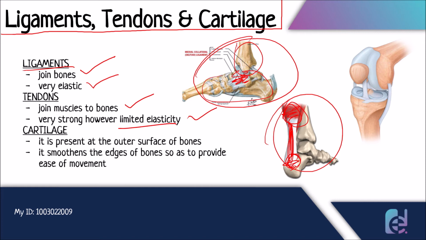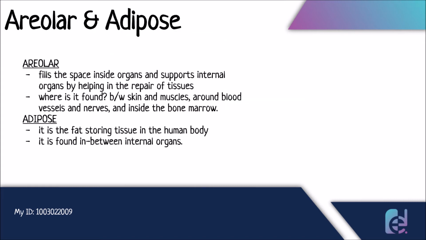The last one, cartilage. You can see, like this is the kneecap. This cartilage is present to smoothen the bone surfaces so that there's no creaking noise and no rough edges. That makes the edges smooth for ease of movement. Now that's cartilage. Lastly, we have areolar and adipose.